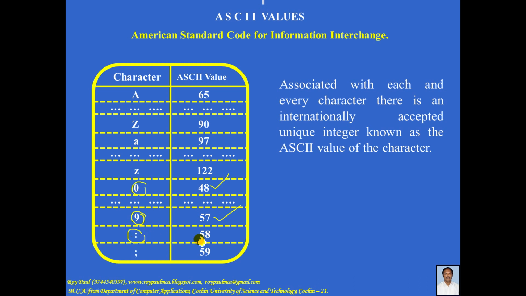Now remember two more characters. For colon, the ASCII value is 58, and for semicolon, the ASCII value is 59. So you need to learn this by heart. So actually you need to remember only this, and these two. The others you will get by adding the suitable numbers. For example, capital Z is 65 plus 25, small z is 97 plus 25. For character constant 9, it is 48 plus 9, and so on.